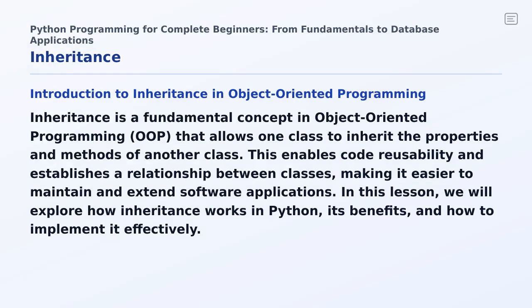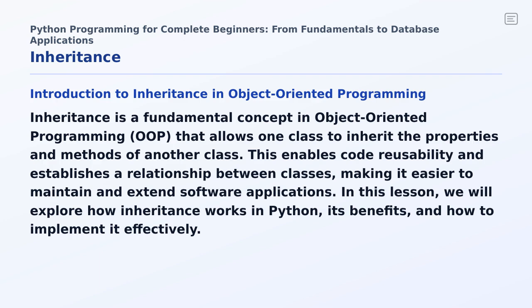Let's move on to Introduction to Inheritance in Object-Oriented Programming. Inheritance is a fundamental concept in object-oriented programming, OOP, that allows one class to inherit the properties and methods of another class. This enables code reusability and establishes a relationship between classes, making it easier to maintain and extend software applications. In this lesson, we will explore how inheritance works in Python, its benefits, and how to implement it effectively.